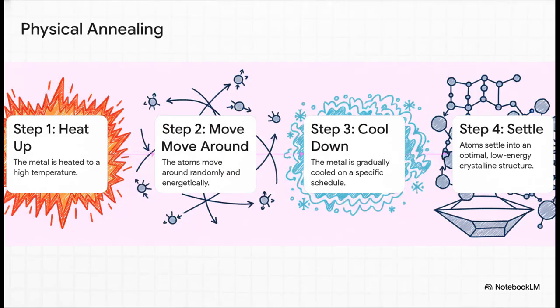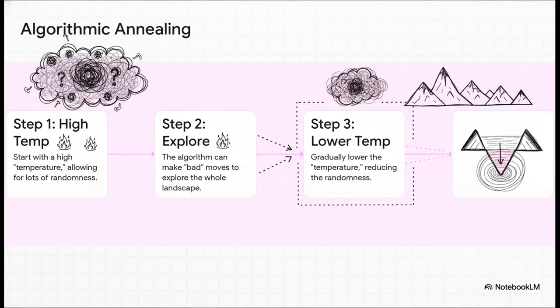So let's walk through it. Step 1, you heat the metal up, a lot. This gives the atoms inside a ton of energy and they start flying around almost randomly. Step 2, you start to cool it down, but you do it gradually, following a very specific schedule. As the temperature drops, the atoms start to calm down and settle into place, finding that perfect, low-energy structure. Makes sense, right?